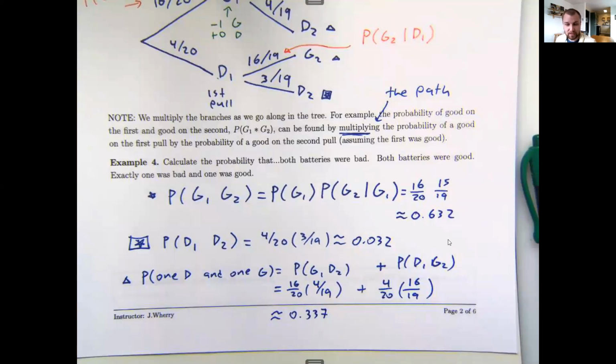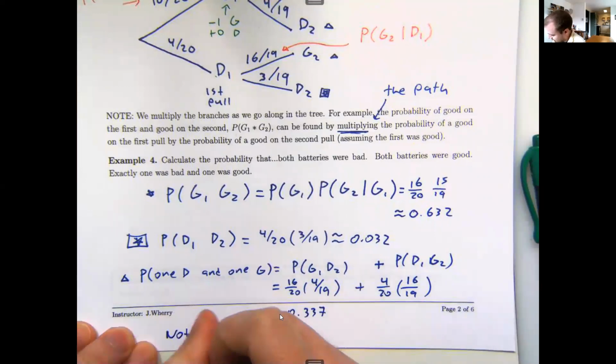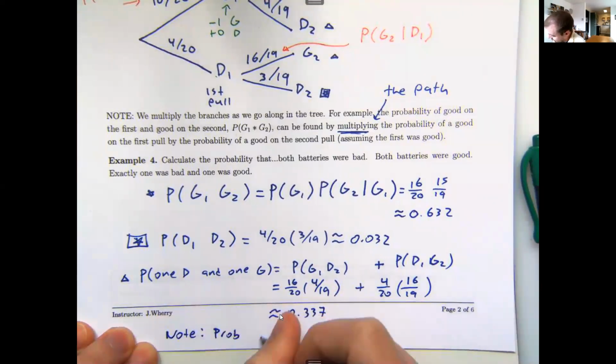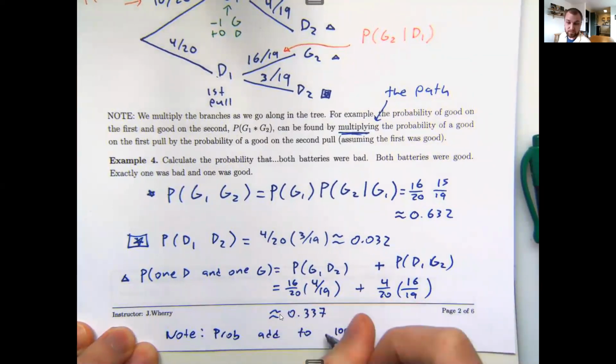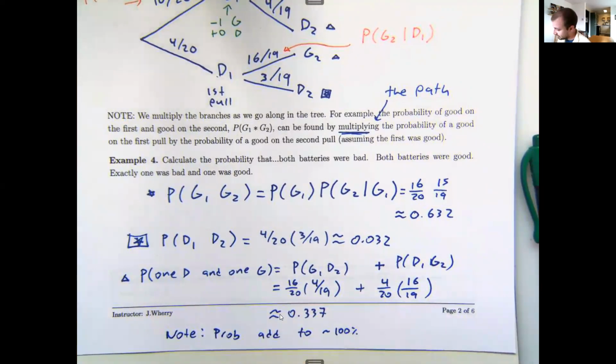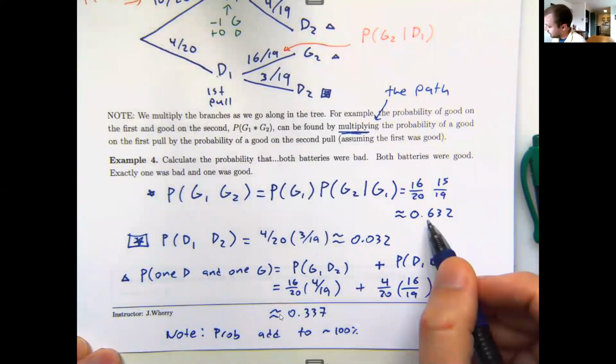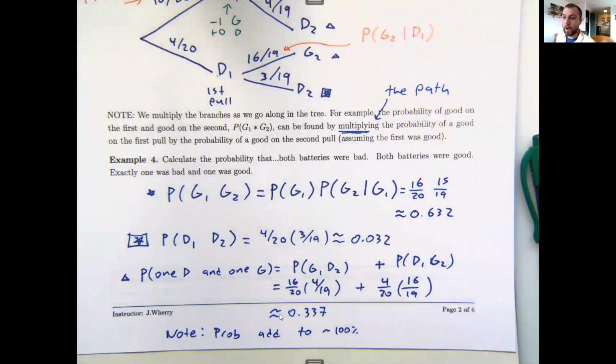Now, just a quick observation. I didn't need to do all of this work to find this last one, because you should actually notice that all of your probabilities add to 100%, or at least approximately 100%. Because in this case, if I add 0.632 plus 0.032 plus 0.337, I get 100.1%. That's pretty dang close. So this gives me a fast way to double check these numbers. These 3 values should add up to 1 or 100%.